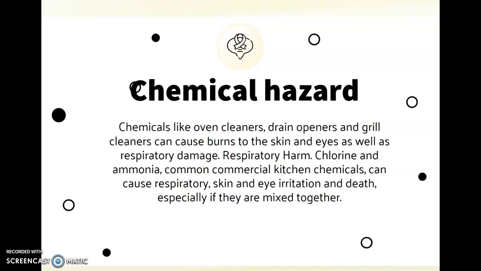Chemical hazard. Chemicals like oven cleaners, drain openers, and grill cleaners can cause burns to the skin and eyes, as well as respiratory damage. Chlorine and ammonia, common commercial kitchen chemicals, can cause respiratory, skin, and eye irritation and death, specifically if they are mixed together.